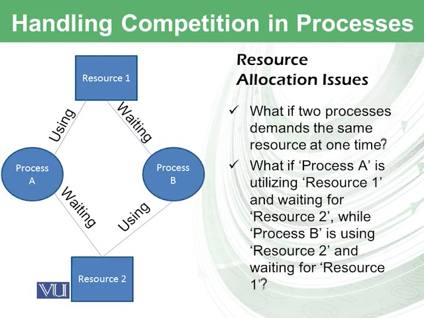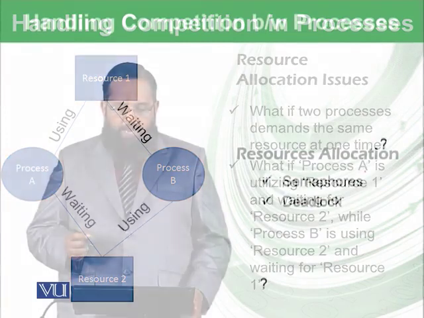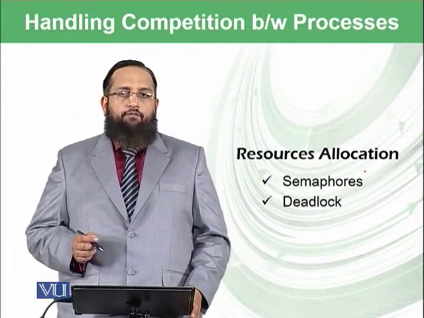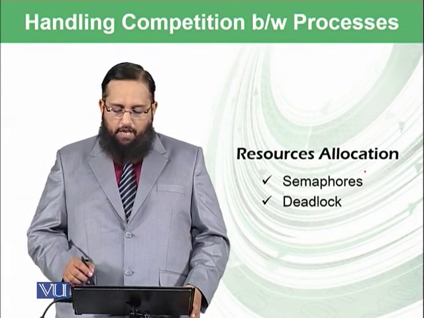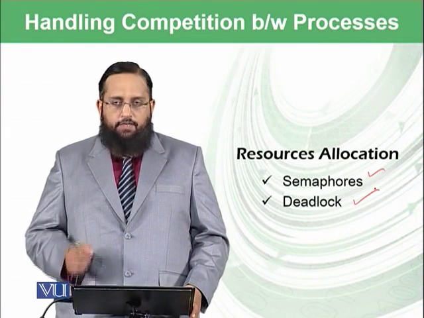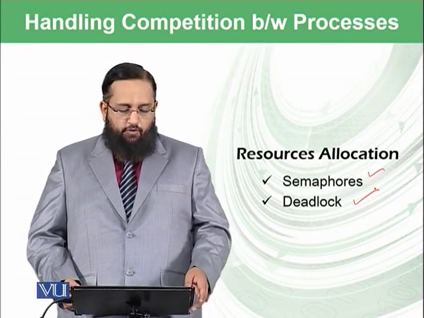And what if process A is utilizing resource 1 and waiting for resource 2 to finish its work, however resource 2 is being utilized by another process which is waiting for resource 1 to be released? This means process 1 is waiting for process 2 and process 2 is waiting for process 1. In handling competition between processes, we have two very important concepts known as semaphores and deadlocks, which we will be learning in the next two modules.